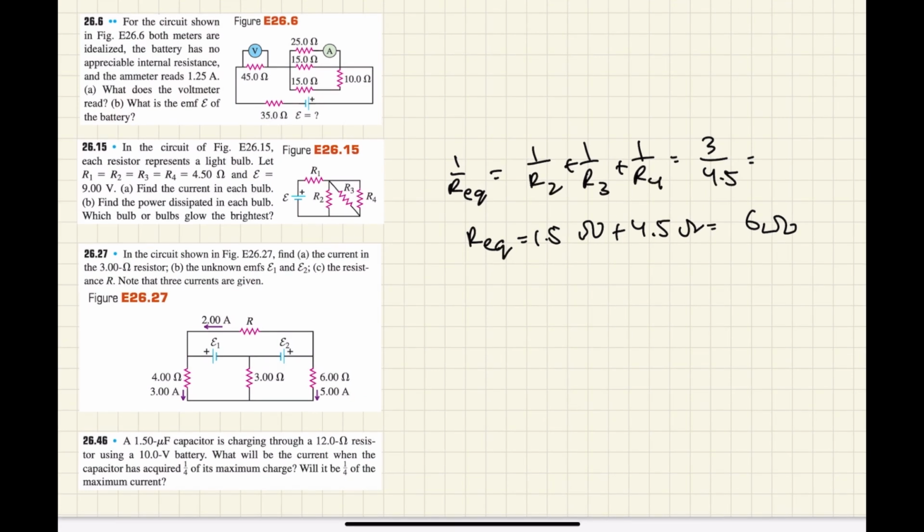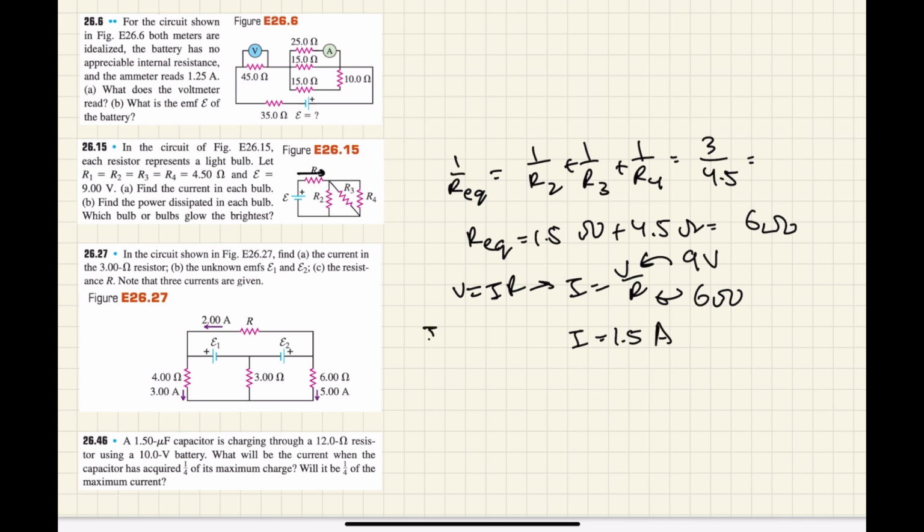Now we want to use Ohm's law to find the current going through each bulb. And so we know V is equal to IR, which means I is equal to V over R. Voltage we know is the EMF of 9 volts. And resistance is the total resistance of 6 ohms. And so I is 9 over 6, or 1.5 amps. So that means through R1, it would just be the total current, because in series they have the same current.